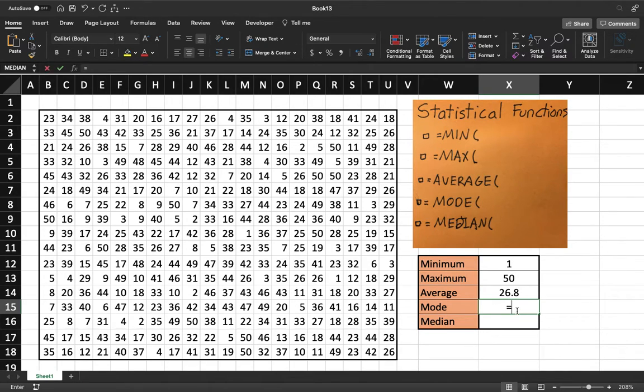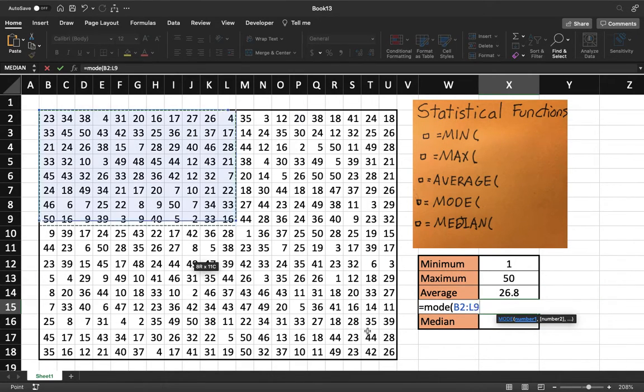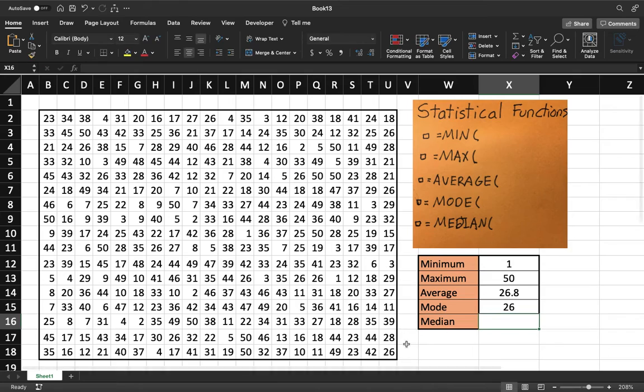And now we'll go on to the mode, which is equals, and then just type in mode, and go ahead and highlight the entire series, enter. So the most commonly occurring number is 26 in this series, and the median is the number, if everything was lined up, it doesn't matter what numbers they are, but if every one of them was lined up, you go to the exact middle one. That's the median.